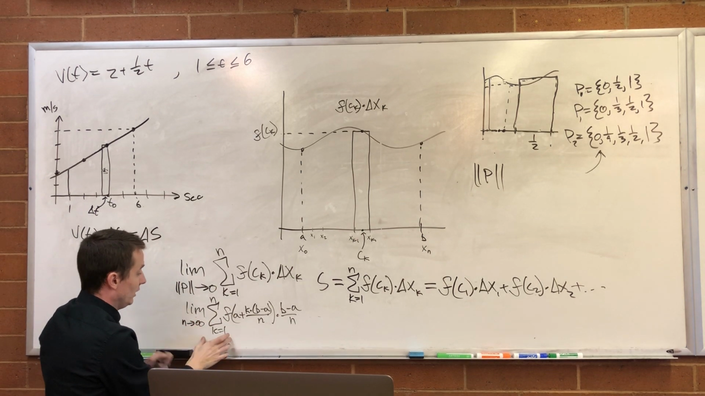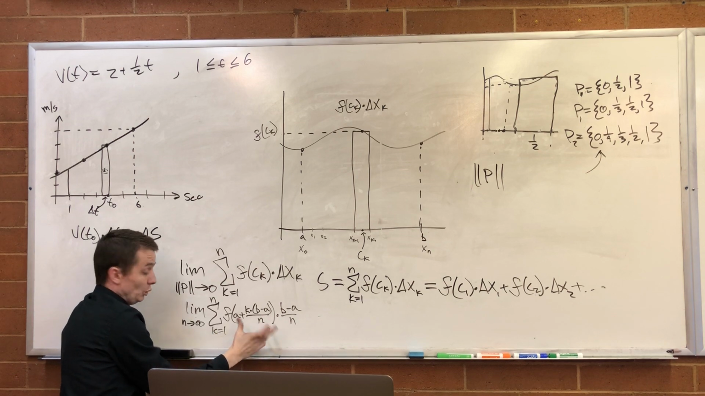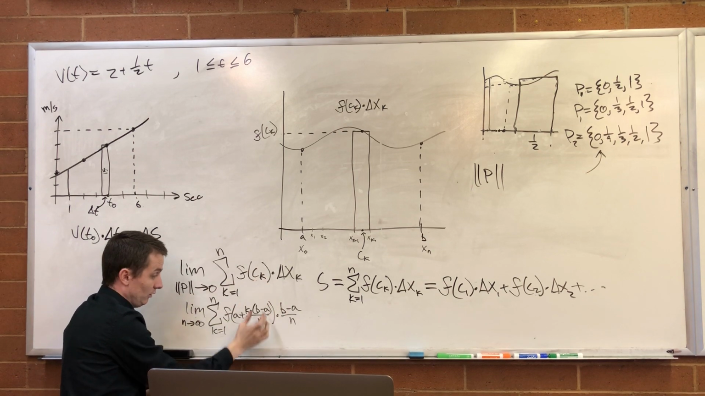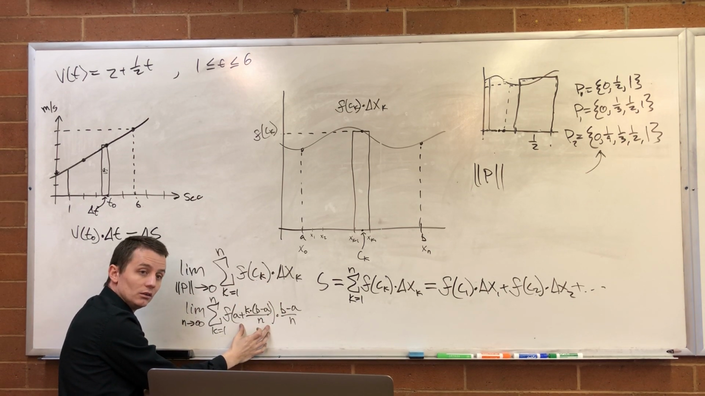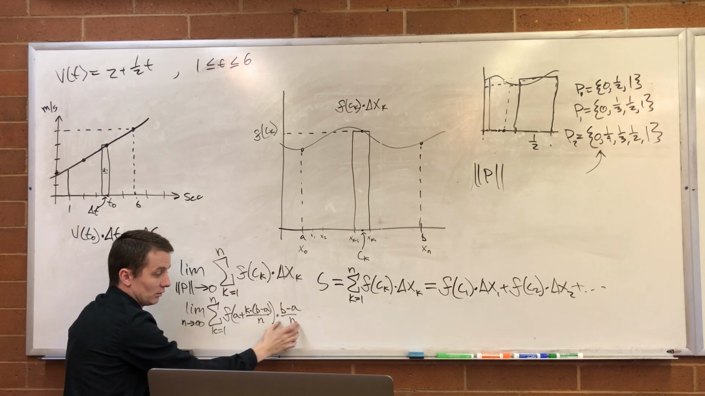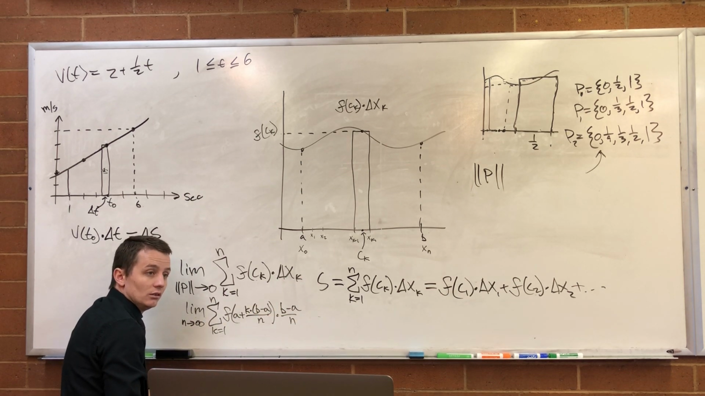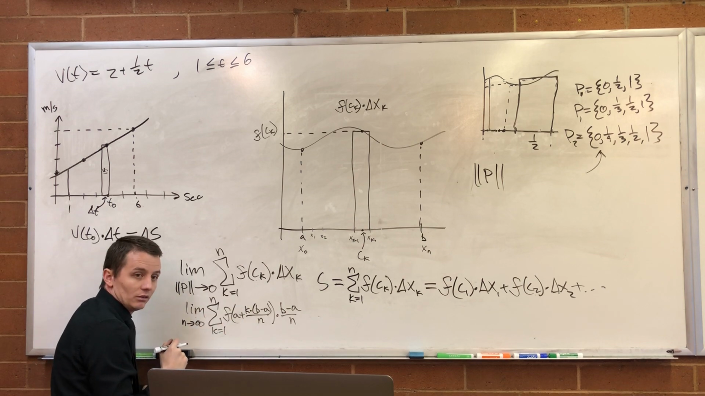Times, or the limit of the sum of the height, we chose the right-hand point. You can use any point in there. We're always using the right-hand point. Times the base. You see how this is just a very special case of this?